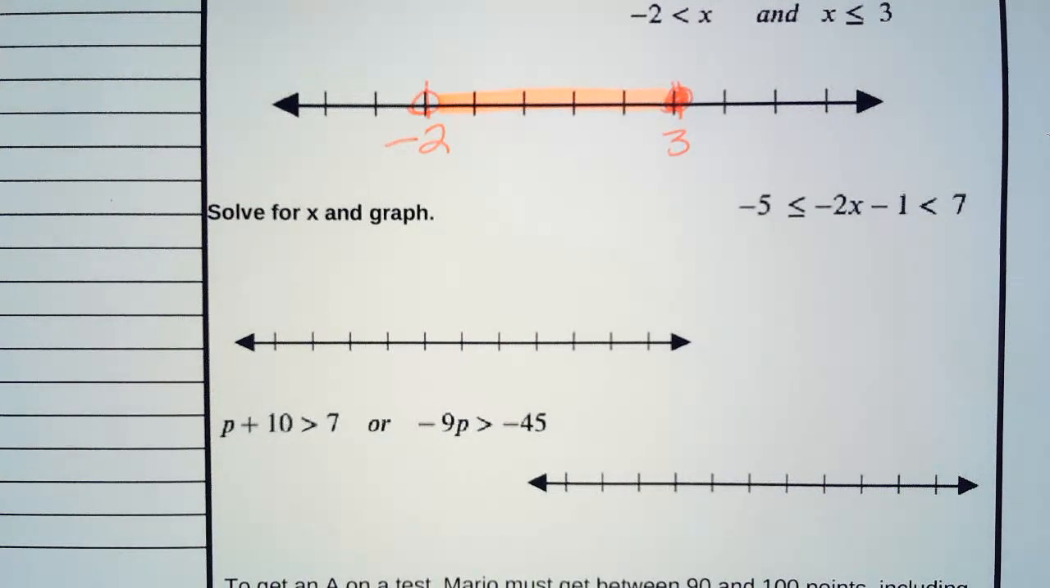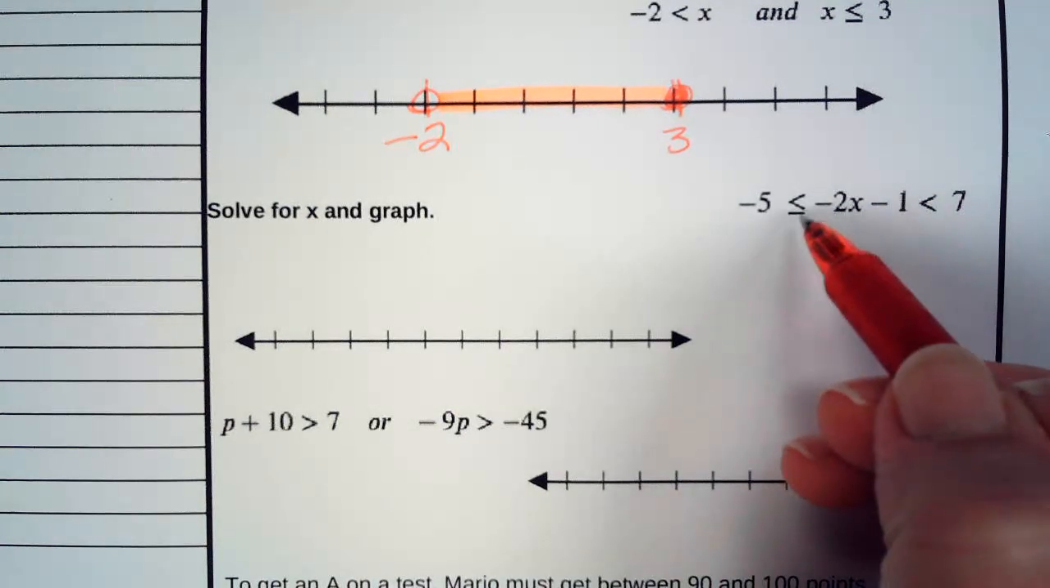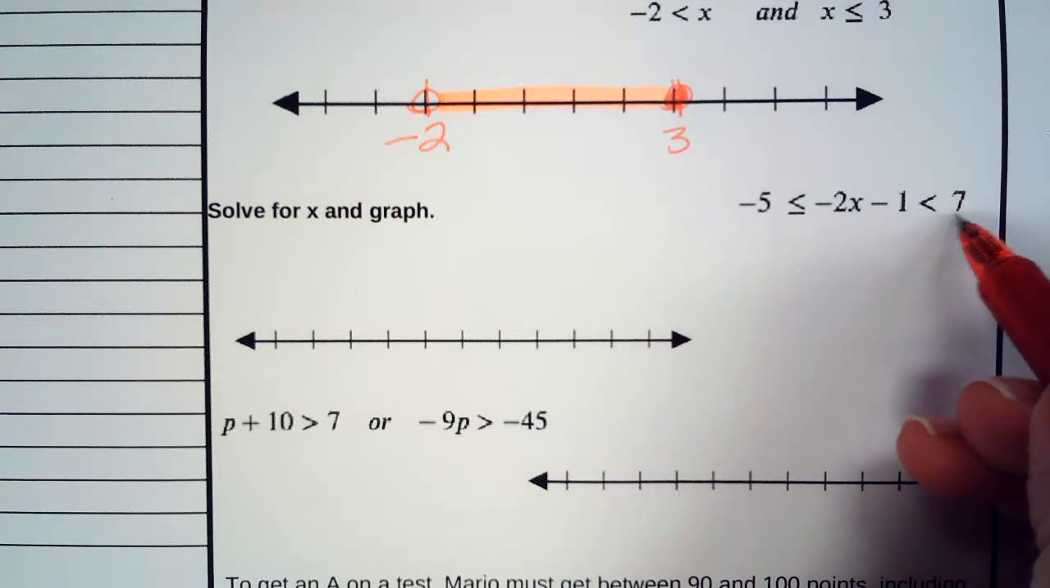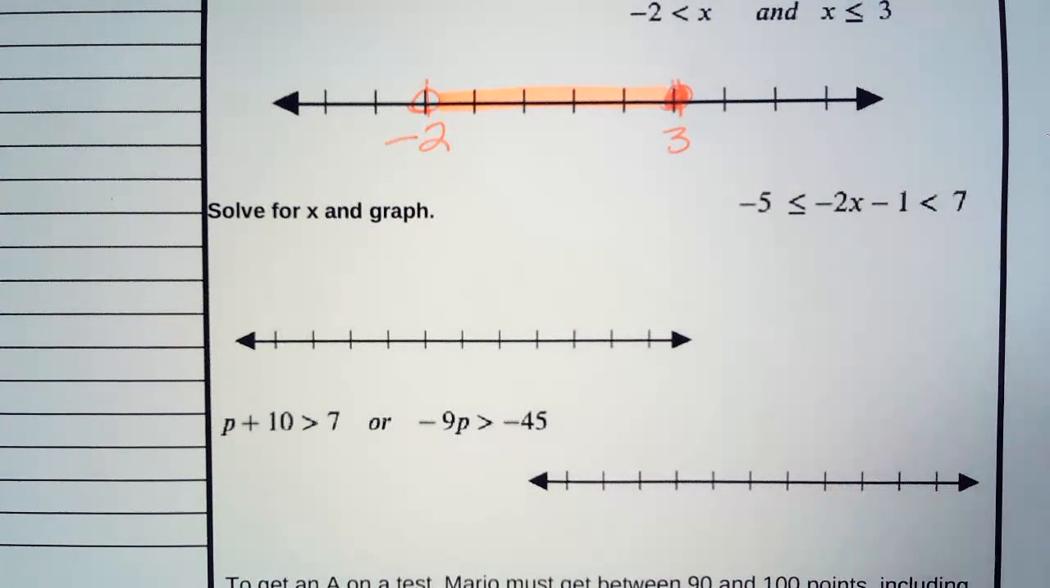Okay, the next one says solve for x and graph. I want you to take a minute and look. This would be an and statement. It's less than or equal to -5 and at the same time less than 7. So it's going to be sandwiched in between two numbers on our graph because x is sandwiched between two numbers. But we have to solve first.